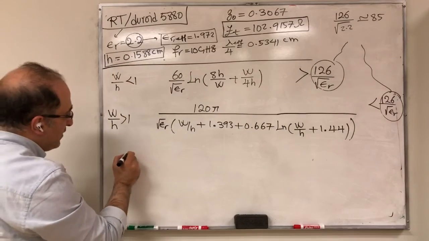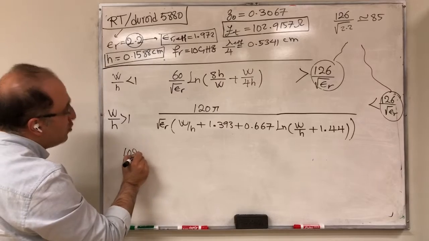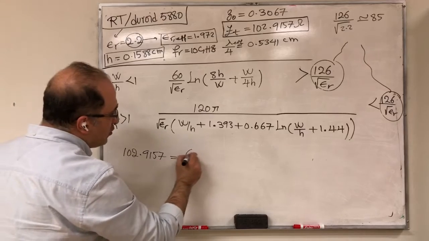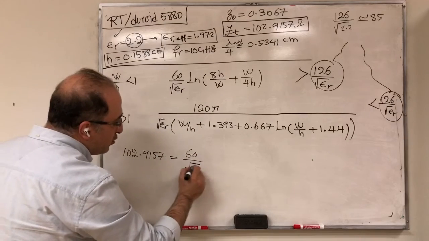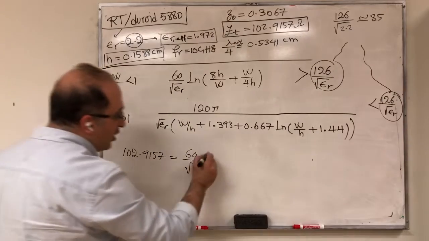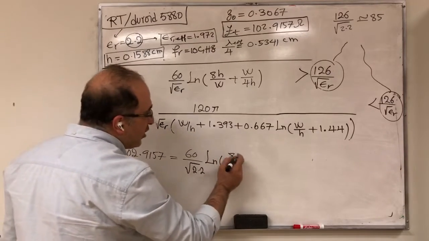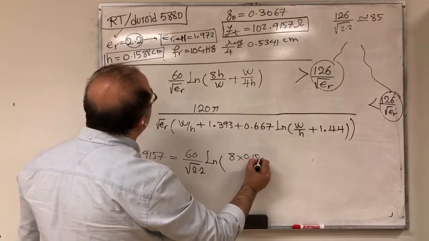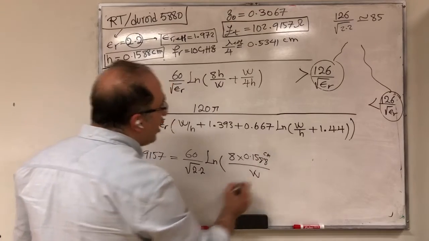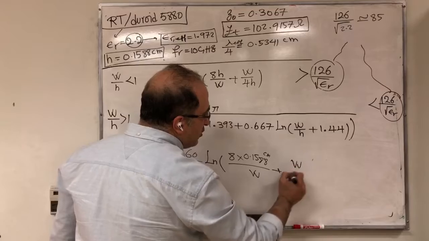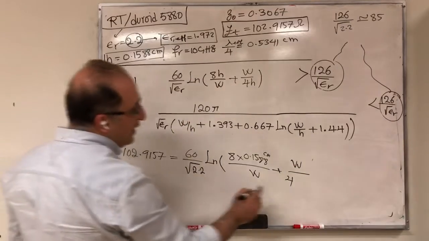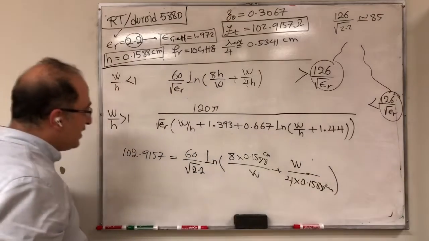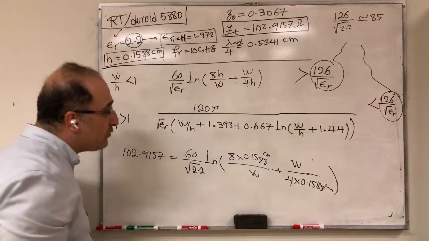So you would say that you want 102.9157 if we go by 4 digits. It should be equal to 60 divided by the square root of 2.2, which is epsilon r, times ln of 8 times h, and my h is 0.1588 centimeter, divided by unknown w, plus w divided by 4h, and h is again 0.1588 centimeter. So this is the situation that I have, and I need to solve for w.